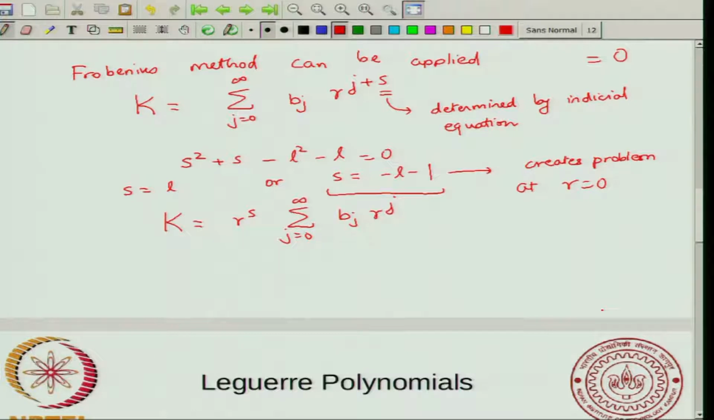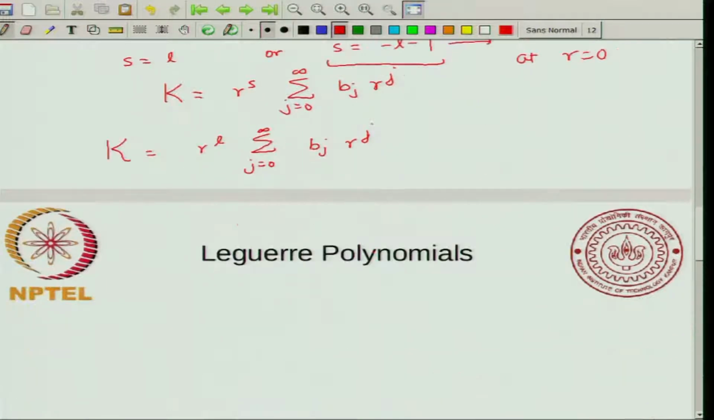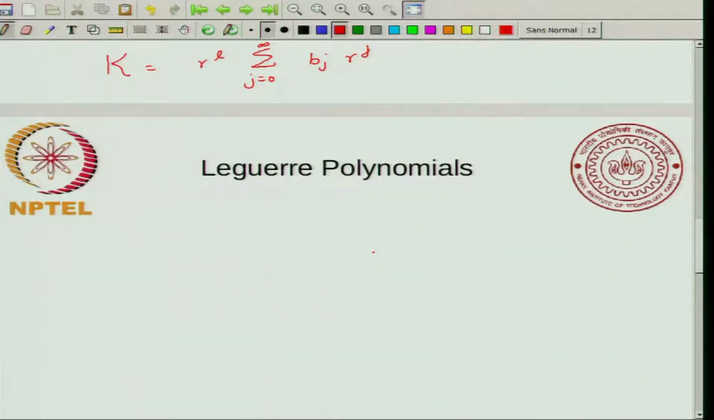So the solutions that are of interest look the following. So k is equal to r raised to L times sum over j equal to 0 to infinity bj r raised to j. So this is the form of the solutions that we are actually interested in. So we start with this. Now r raised to L, this is the same L that appears in the differential equation.